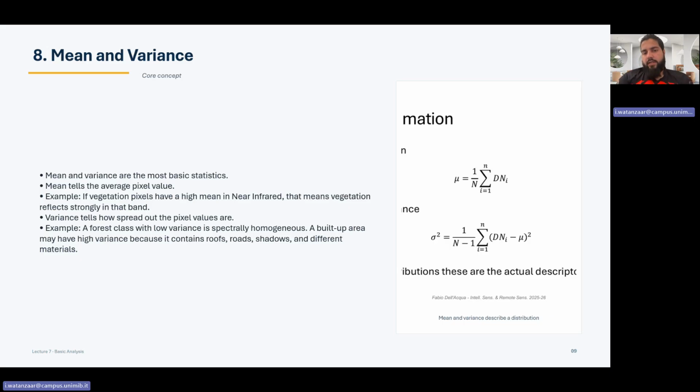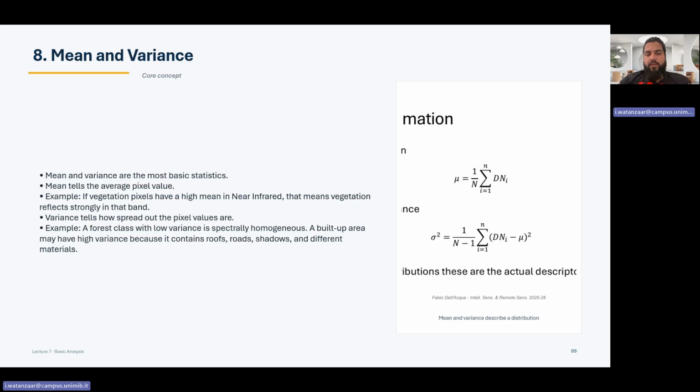As we have discussed, in the near infrared the vegetation can reflect very highly compared with red and green, due to the leaf structure. So in this case, taking the mean can properly show the vegetation. Variance tells how spread out the pixel values are. As is clear from the word, we are finding the difference and looking at how the pixels are distributed or spread out.